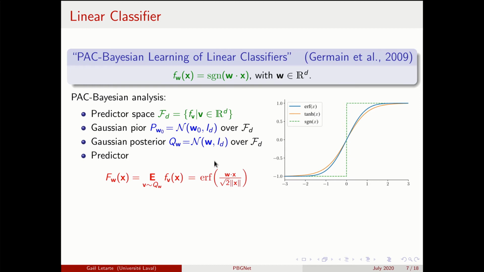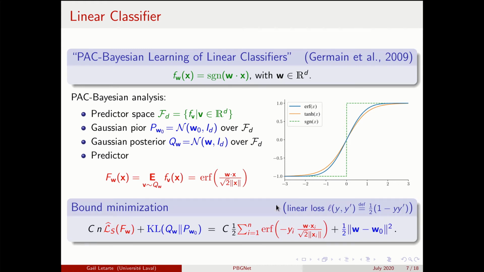By putting a Gaussian distribution on this binary predictor and taking the expectation, it gives us an expression in terms of the erf function, which is easy to compute. As you can see on this figure, the erf function behaves a lot like the tanh function, which is used in deep learning as an activation function. Using the linear loss, they were able to minimize the PAC-Bayes upper bound on the generalization loss by gradient descent on w. Also, the KL between our two isotropic Gaussian distributions is simply the norm of the difference between the posterior and prior.